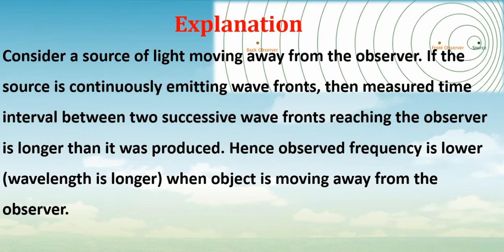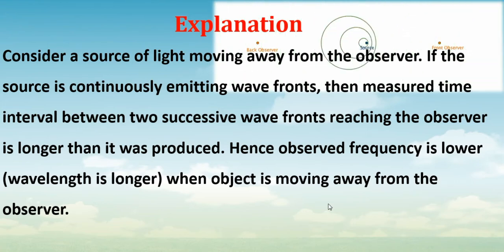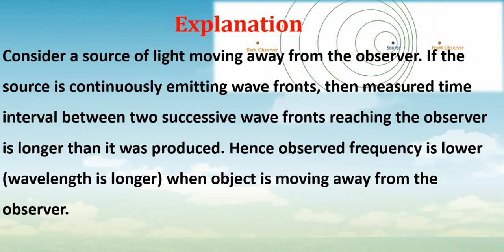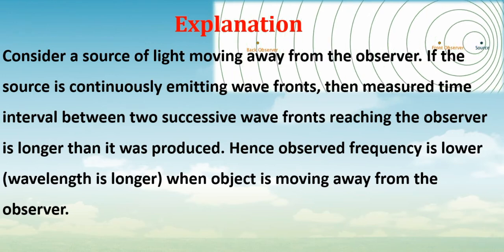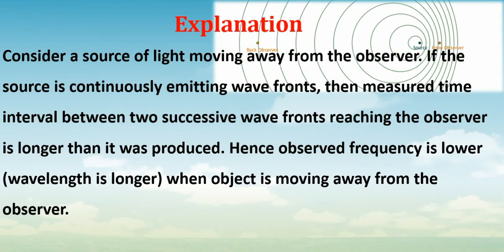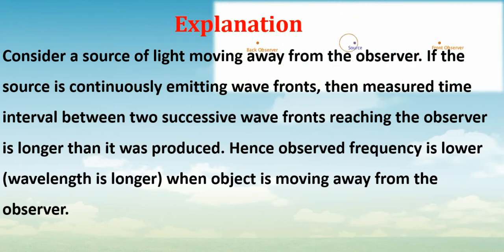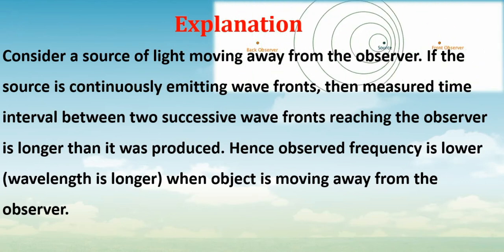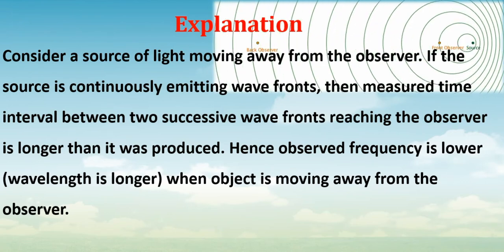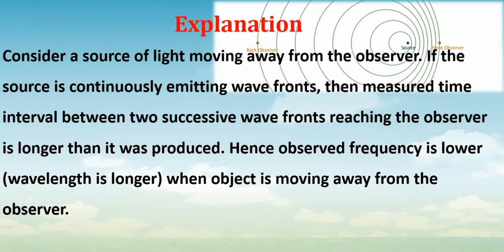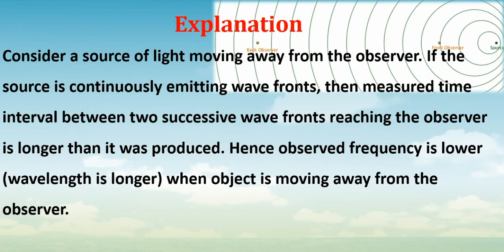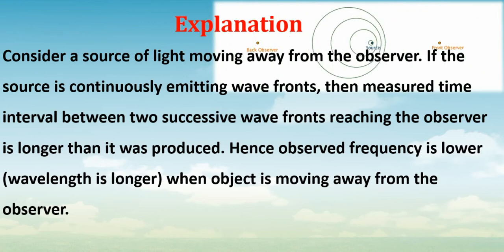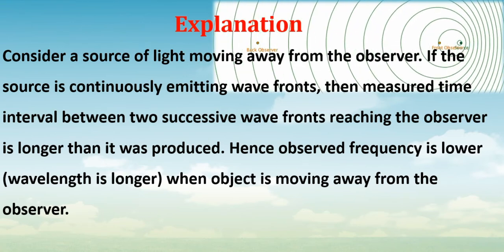Since the object is moving away from the observer, the frequency is lower. If the frequency is lower, then the wavelength will be longer. Then how do we say the frequency is lower? I told you, when the object is moving away from the observer, the time interval between the two successive wavefronts reaching the observer is longer than it was produced. As the time interval increases, frequency decreases, because time and frequency are inversely proportional.